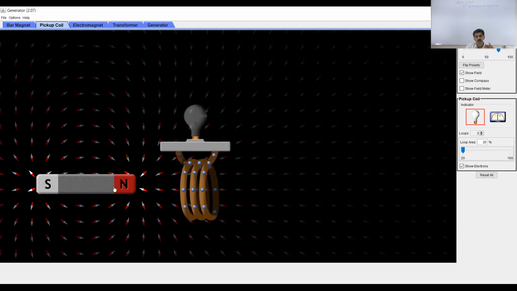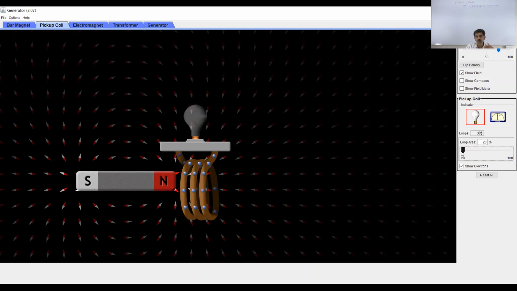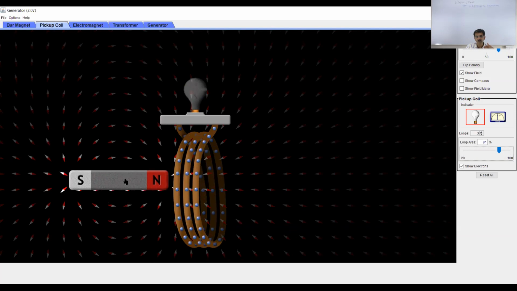And you can see that the EMF induced is lower when the coil is smaller and much higher when the coils are bigger, because there are more lines of force passing through the coil. So there are multiple factors that determine the strength or the magnitude of the induced EMF. And this can be easily generated or easily demonstrated in a lab. Let us quickly see one demonstration of this.